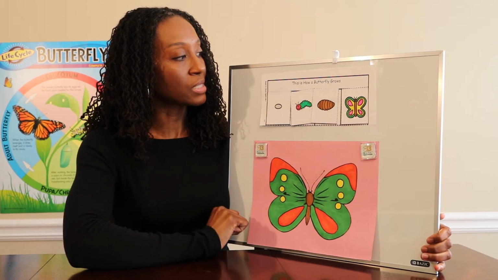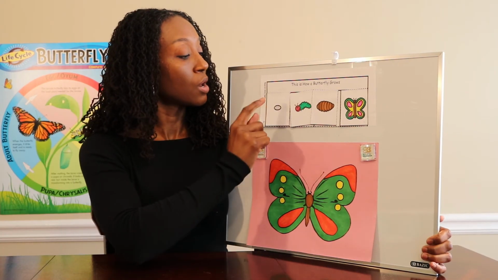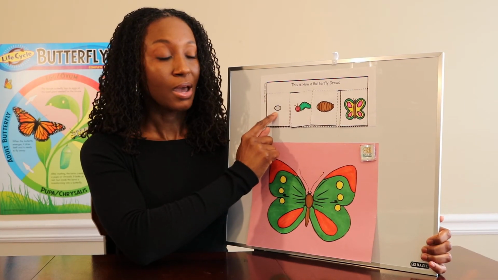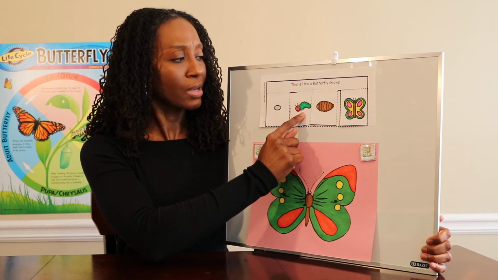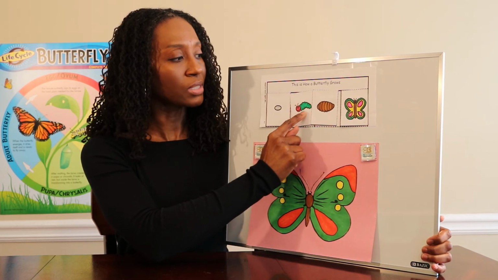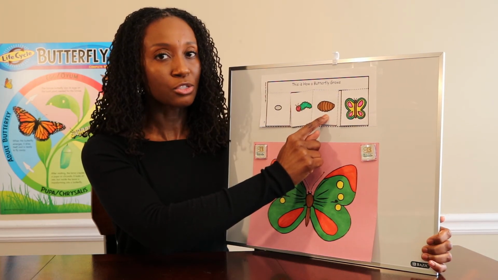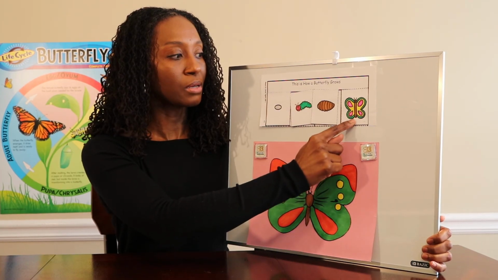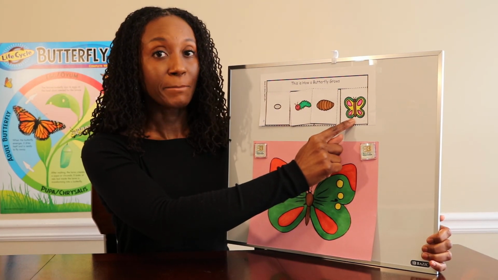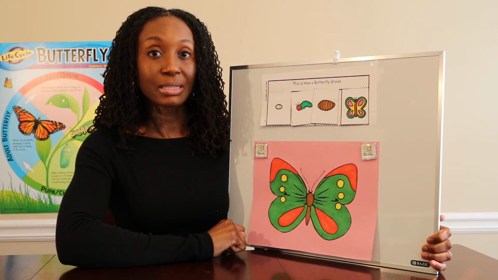And as you can see, this is how a butterfly grows. We have an egg. After the egg pops out the caterpillar. After the caterpillar eats all he wants, he wraps himself in a nice home called a cocoon. He's in his cocoon for about 2 weeks or so, and after that comes a beautiful butterfly. And that is our butterfly life cycle.